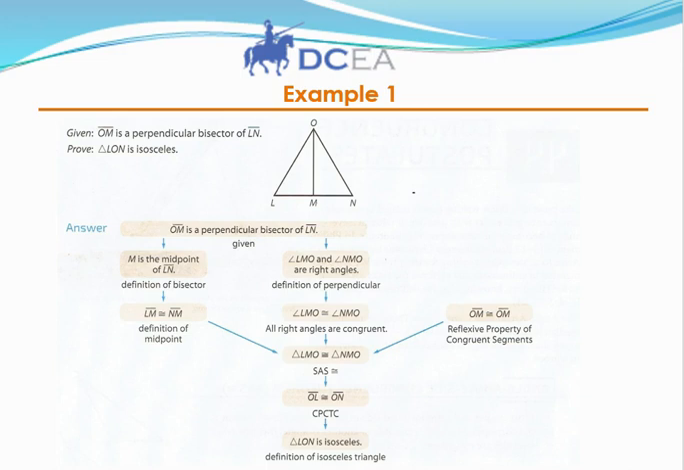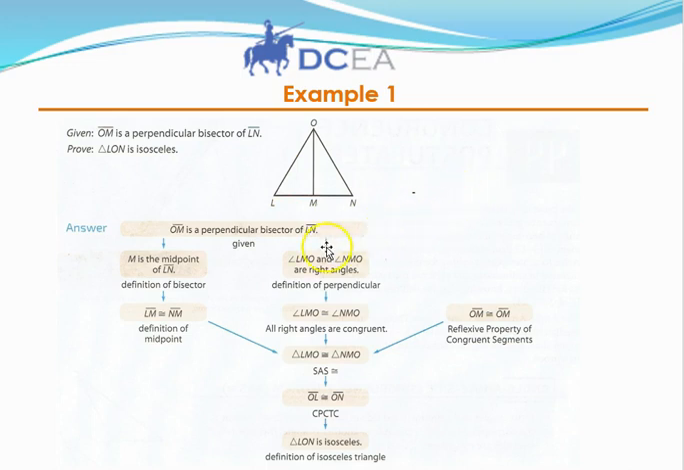Example 1 is an example of one of those flow charts. They're using a triangle here. It has OM, this line segment in the middle of the triangle, and they're telling you that it's a perpendicular bisector of LN, which is going to create 2 equal line segments. They want you to prove that triangle LON is isosceles. And remember that isosceles is a triangle that has 2 sides that are the same length and 2 base angles that are the same measure.